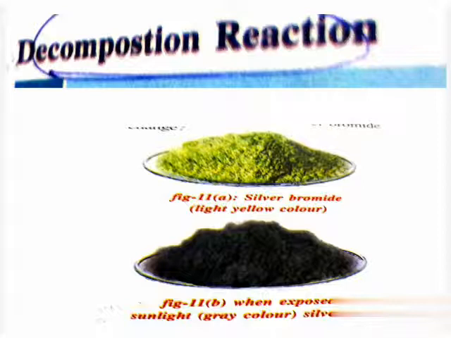Okay, silver bromide decomposes to silver and bromine in sunlight. This light yellow colored silver bromide turns to gray due to sunlight. So here the silver bromide, formula AgBr, when we place it in sunlight, it changes into silver and bromine. 2AgBr gives 2Ag plus Br2. Okay, this is the equation for this reaction.